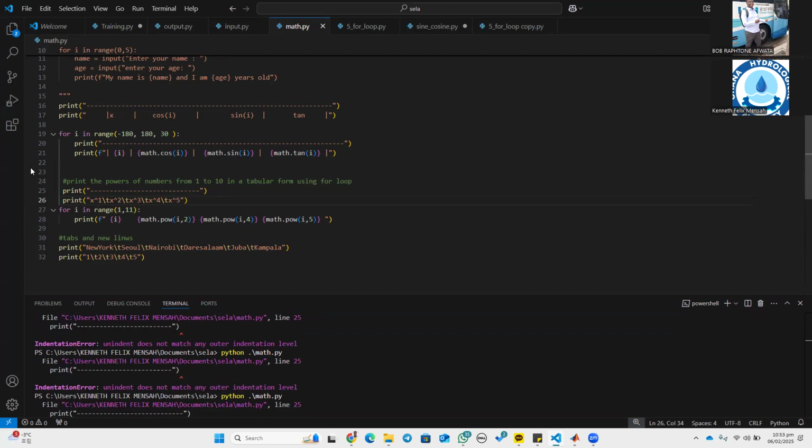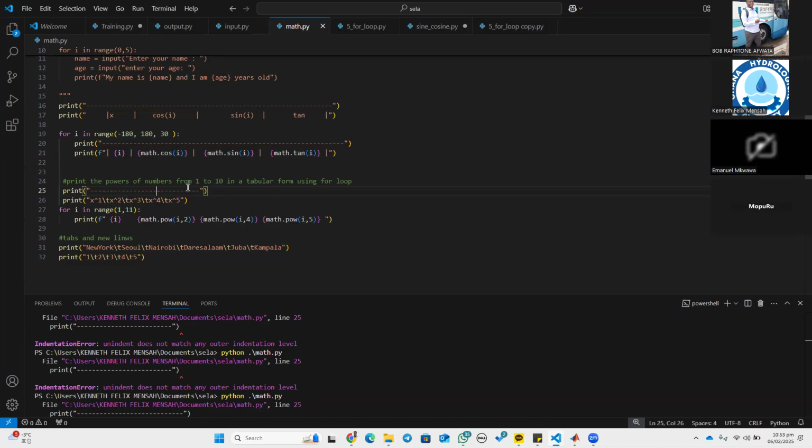You see, it's telling you, you see the gray line. The gray line, this? Yes. So remove the indentation. Python is very strict on how you indent your code.